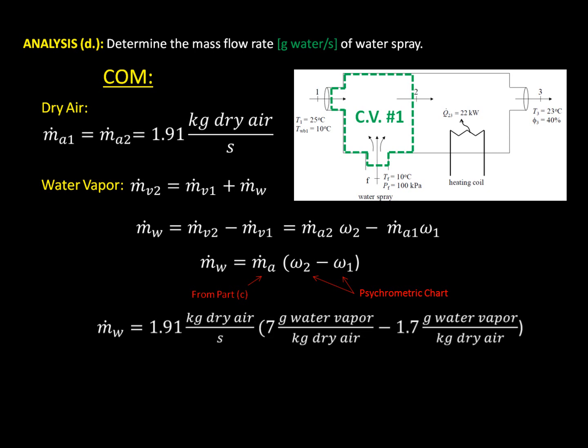So be consistent with those units. My kilograms of dry air cancel out, right? And I'm left with grams of water vapor per second, which is exactly what I'm looking for, how much feed water I'm feeding back in here, vaporizing in here. Plug those values in my calculator, and I get that the mass flow rate of the water being added for evaporative cooling is 10.12 grams of water vapor per second. And that's it. That's the problem.